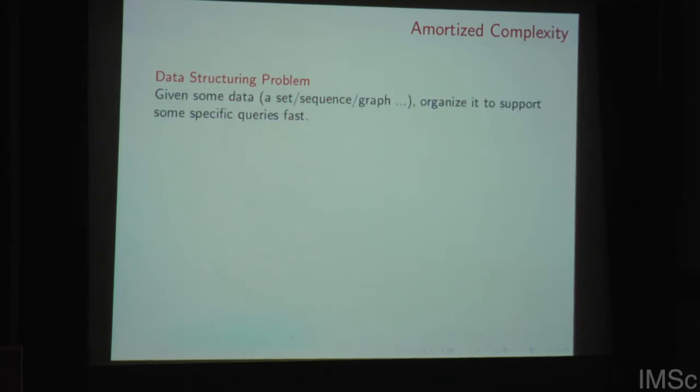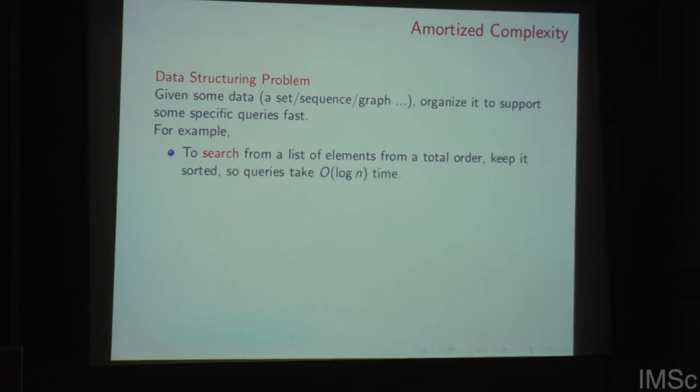So for example, you want to organize a set of numbers so that you are able to search whether some number is in that list or not. Then the best way to organize it is to keep it sorted. That's the way a dictionary is organized, or the way a set of telephone numbers will be sorted, so that you can quickly do what is called a binary search on this sorted array, and find whether an element is there or not in logarithmic time.